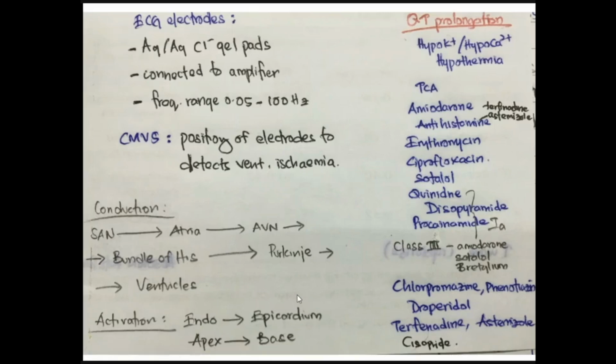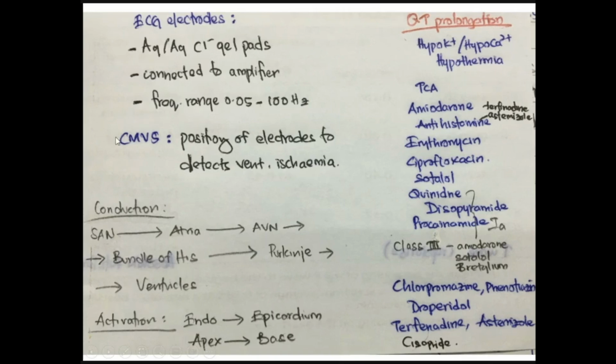A few more pieces of information for MCQ. The ECG electrodes use silver chloride gel pads, connected to an amplifier. The frequency range is 0.05 to 100 hertz. Don't ask me the technical part of it. This is what comes up in MCQ, so just know these things. These are technical things usually asked in anesthesia. The importance of it is not very significant for us.